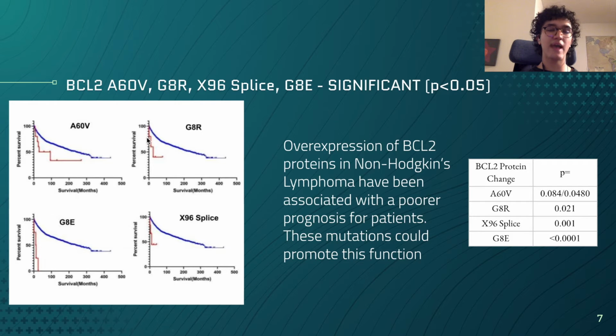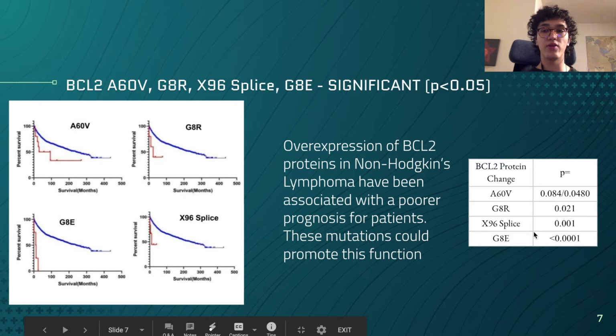So we see that they have less than ideal patient outcome when compared to the wild type, especially this one over here, G8E, where the p-value was under 0.0001. And actually if we look at A6CV over here, we see that one of the p-values was greater than 0.05, which is what p is usually set to determine significance. However, the other one was under.